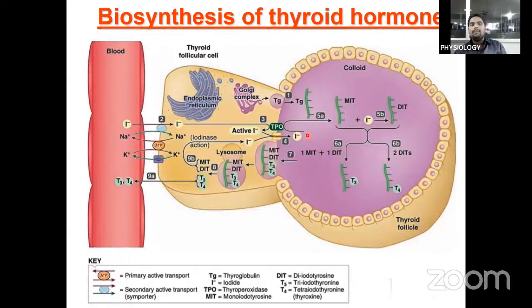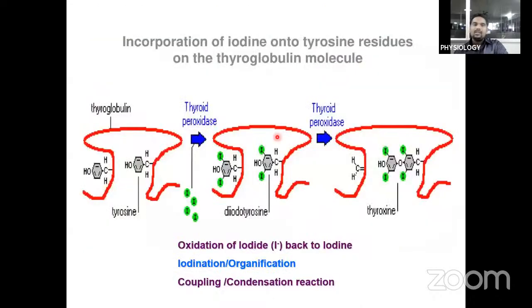Yes. Next, what happens? Once it forms monoiodotyrosine and diiodotyrosine, the condensation reaction will occur. That is the fusing of monoiodotyrosine and diiodotyrosine with the help of hydrogen peroxide. This peroxide will fuse the mono and diiodotyrosine. It will form a triiodotyrosine. Here you have diiodotyrosine. In the same way, if you have two diiodotyrosines, what happens?